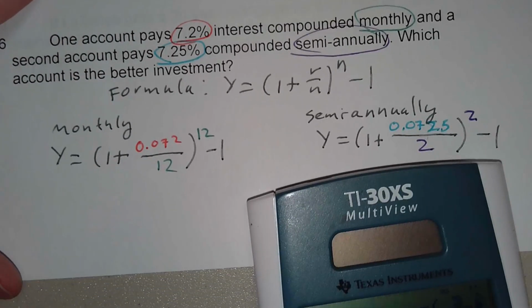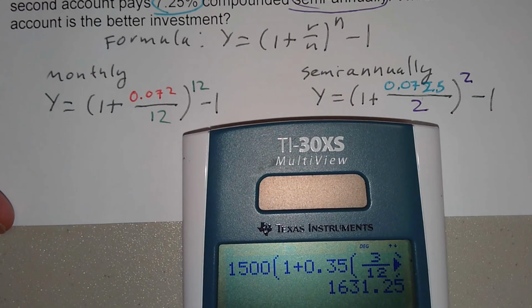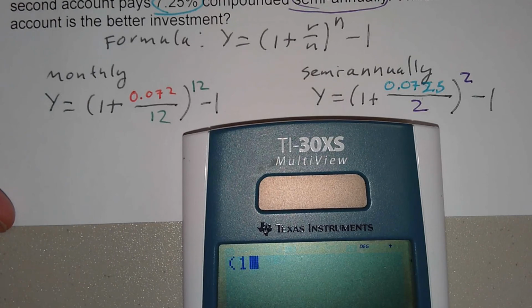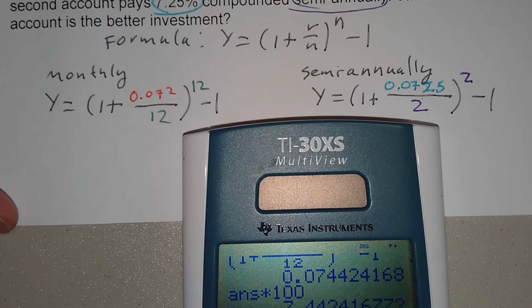So let's go ahead and put each of these in the calculator. So we're going to have parentheses 1 plus fraction key 0.072 over 12, right arrow, close it off, caret key 12, and then we're going to subtract 1. And then we're going to multiply that by 100 to change that into a percent. So that's about 7.44%.